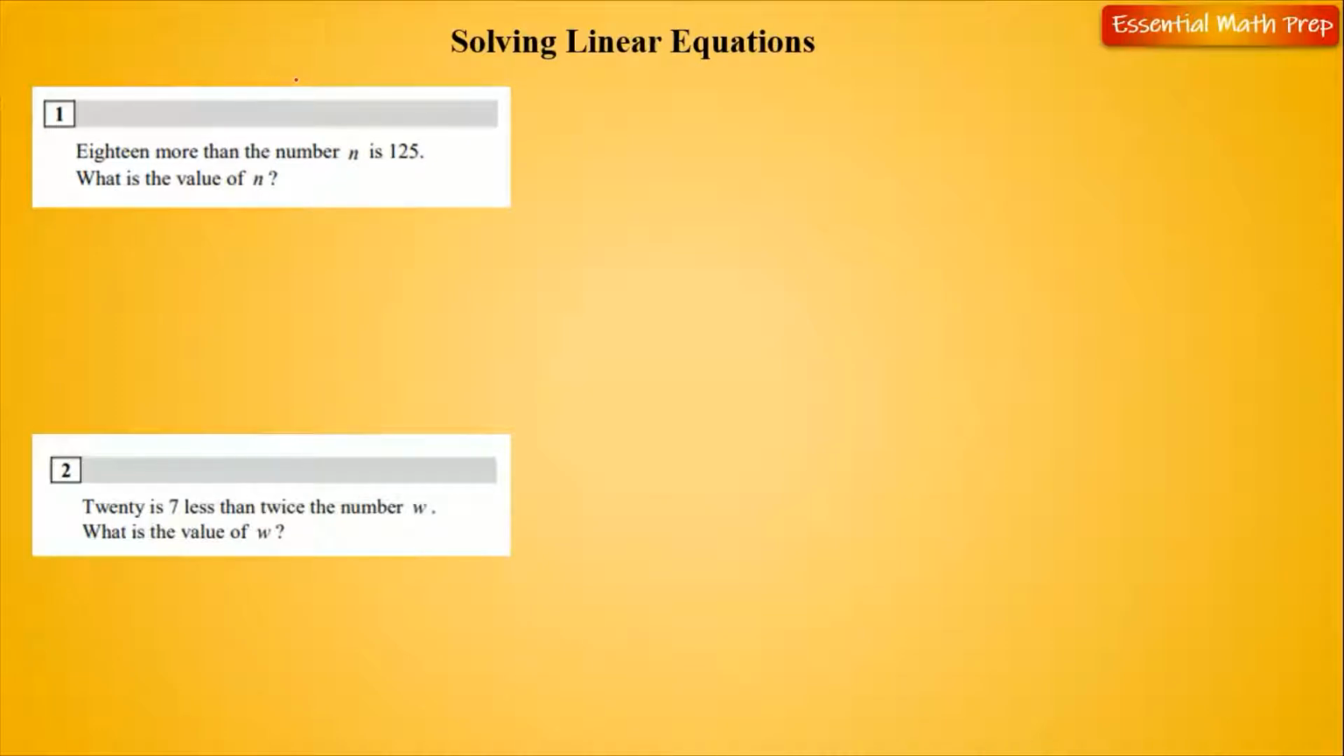What it is telling you is, you have a number n, right? You have a number n, and 18 more than that number is 125. So what is n? That'll be 125 minus 18. I believe it's 107, if I'm not mistaken, right? 107 plus 18 would be 125, right? So the value of n is 107, right?